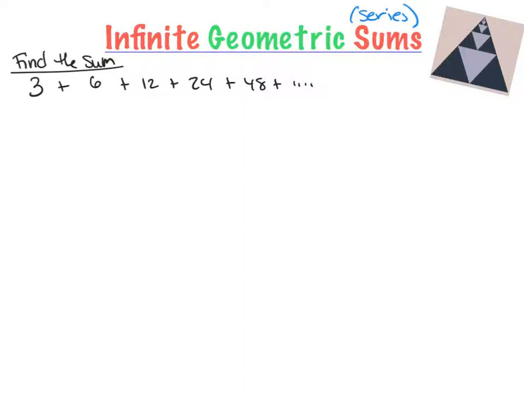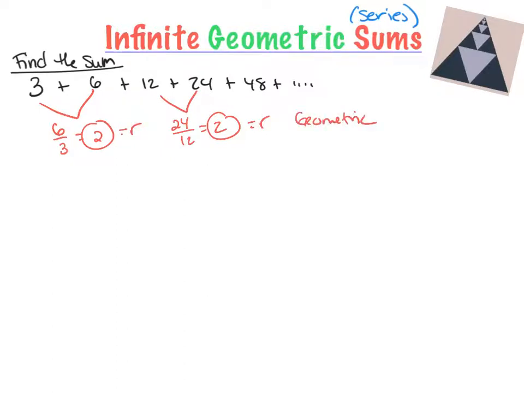So first of all, let's just make sure that this is a geometric sum indeed. So let's see, we'll take 2 terms, divide the latter by the former. So 6 divided by 3 is 2. So hopefully that's our common ratio. Let's take another 2 terms. Let's take 24 and 12. 24 divided by 12 is 2. Yep, sure enough, it's a geometric series, and r is equal to 2.